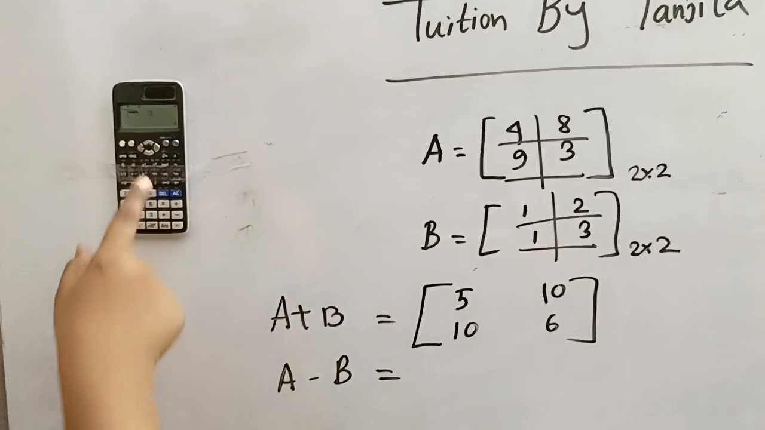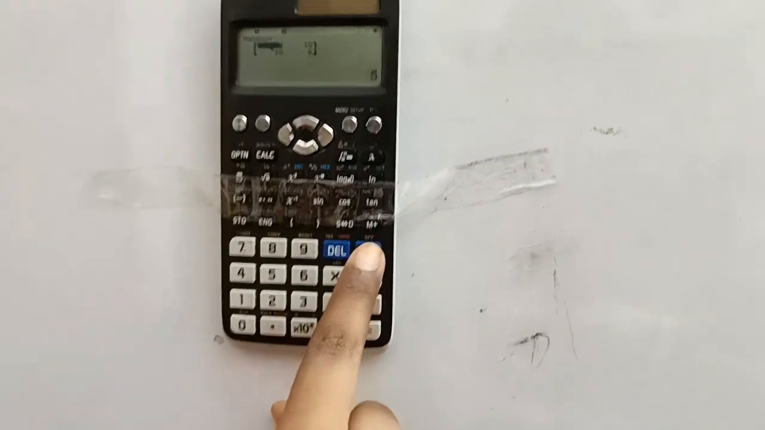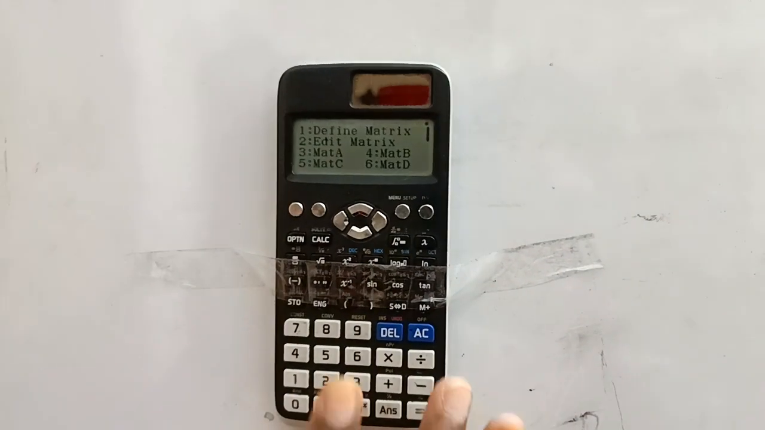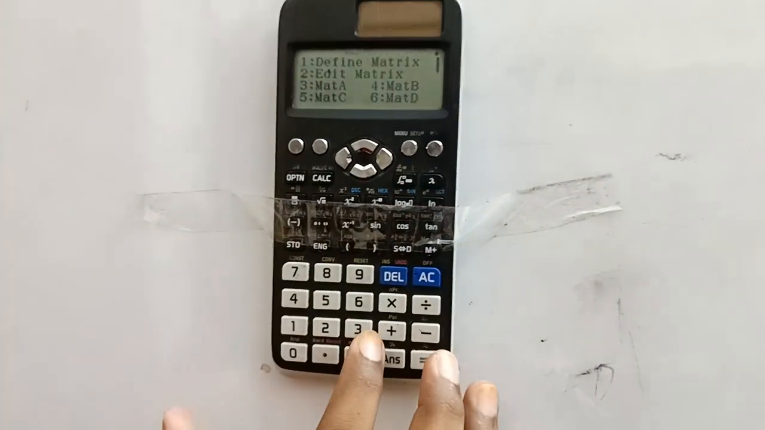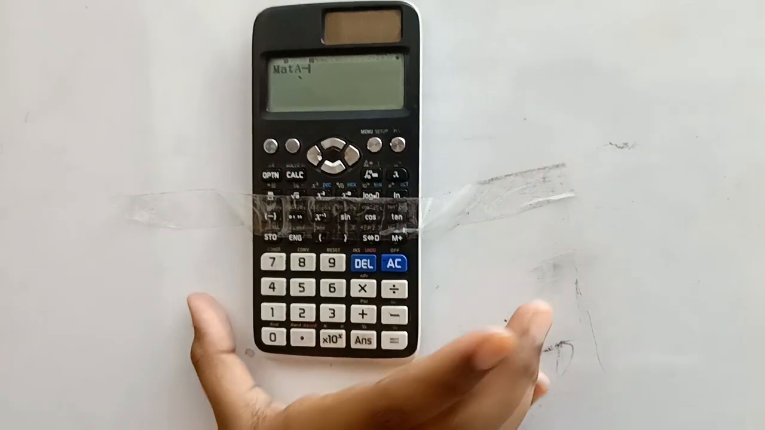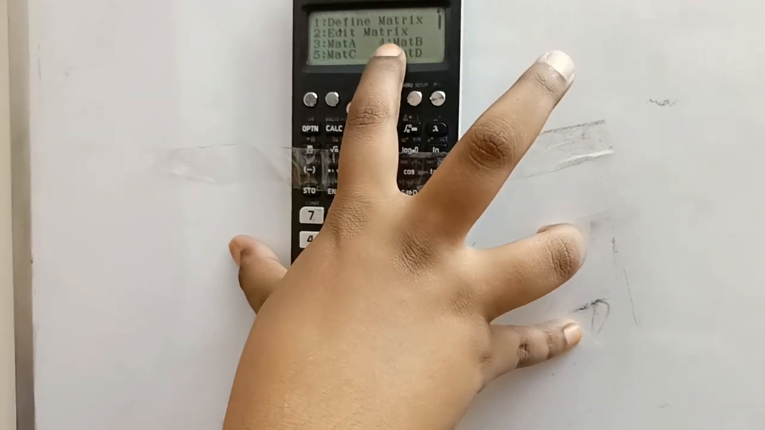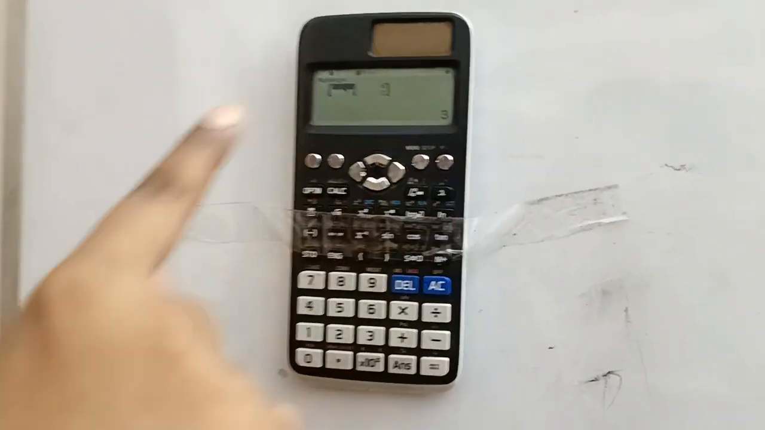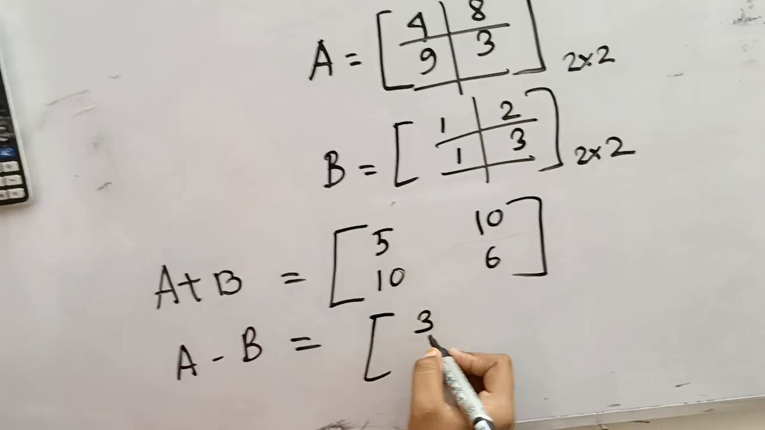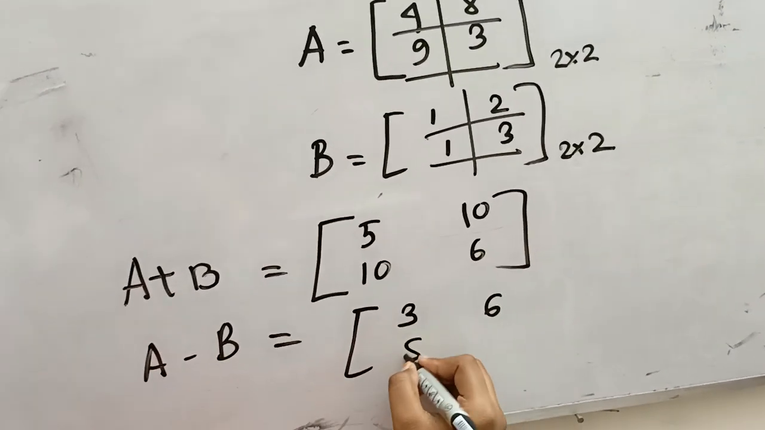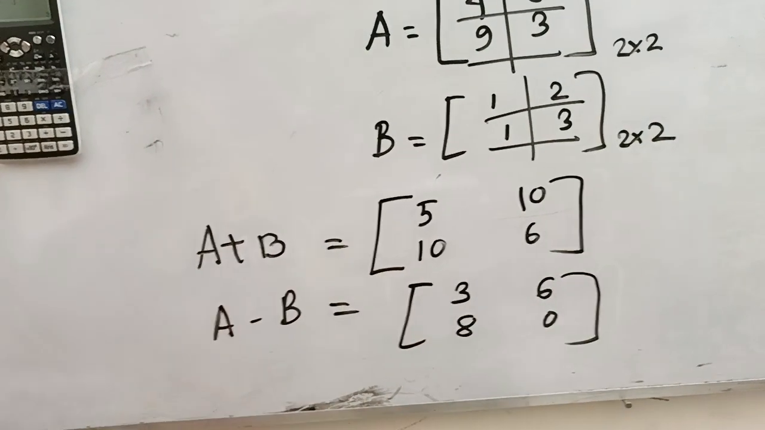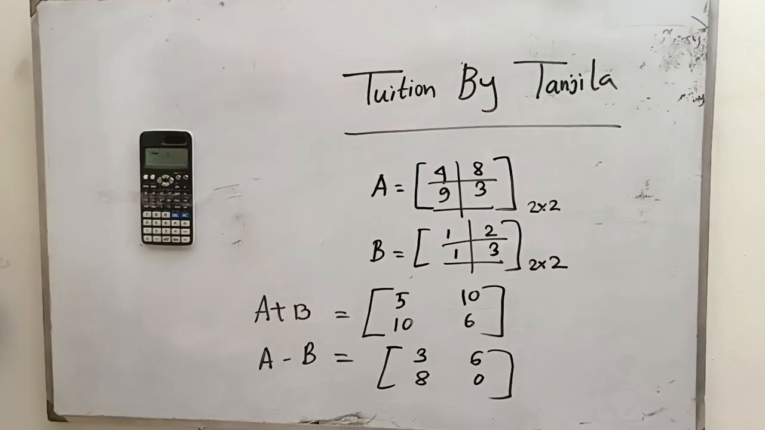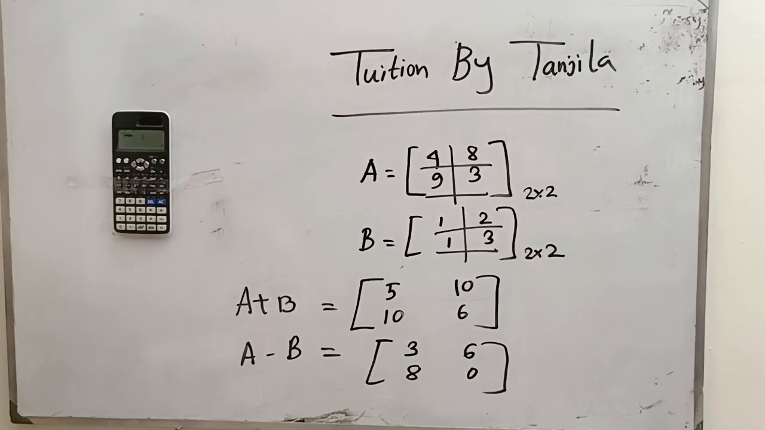And now I want to obtain A minus B. So let's erase this. Go to option. Press option 3, which is matrix A. Then minus sign. Go to option again. Press option 4, which is matrix B, equal. Here we have obtained A minus B value, which is 3, 6, 8, 0. This is how we can calculate A plus B, A minus B by using calculator. Thank you so much everyone for being with us.